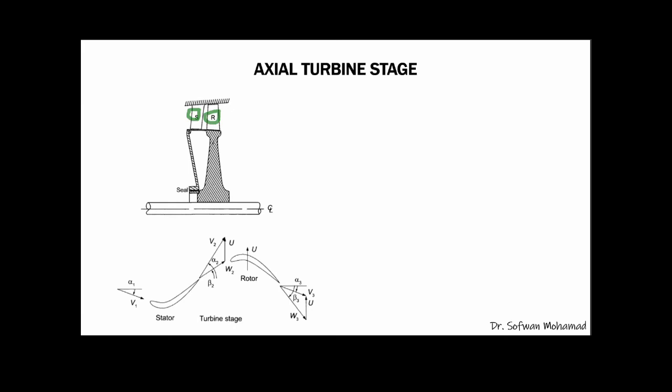Okay, so this is the schematic of an axial reaction turbine, and these are the velocity triangles: first at the inlet of the stator, then at the outlet of the stator going into the inlet of the rotor, and at the outlet of the rotor. So we have three velocity triangles in one stage of turbine here.